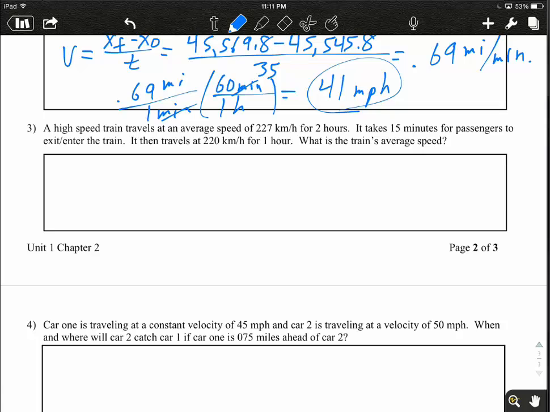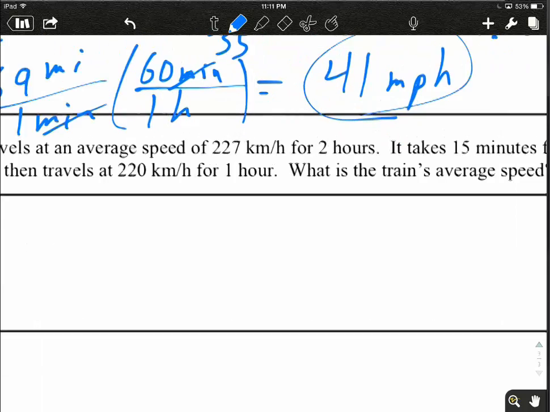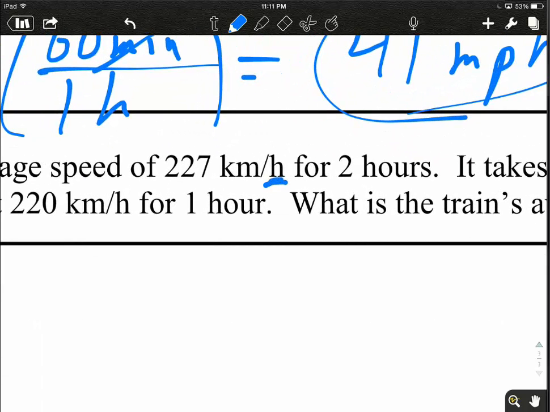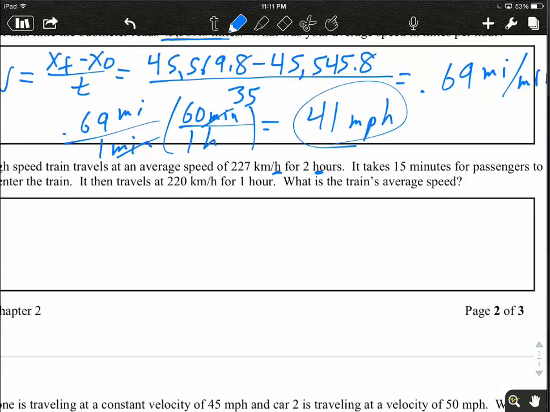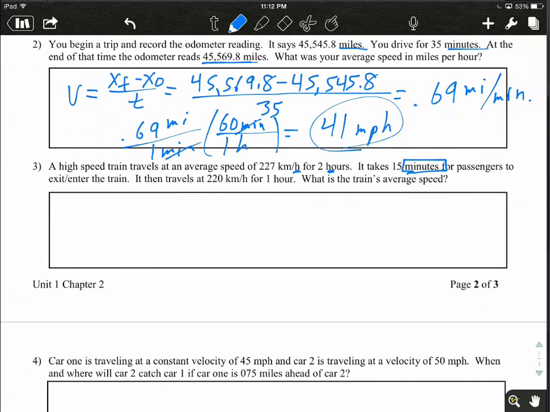Okay, a high-speed train travels at an average speed of 227 kilometers per hour for 2 hours. So we're in kilometers per hour. We're in a unit of time of hours, so that's good. Those match up. It takes 15 minutes, we're in a different unit of time, for passengers to exit and enter the train. It then travels at 220 kilometers per hour for 1 hour. What is the train's average speed?